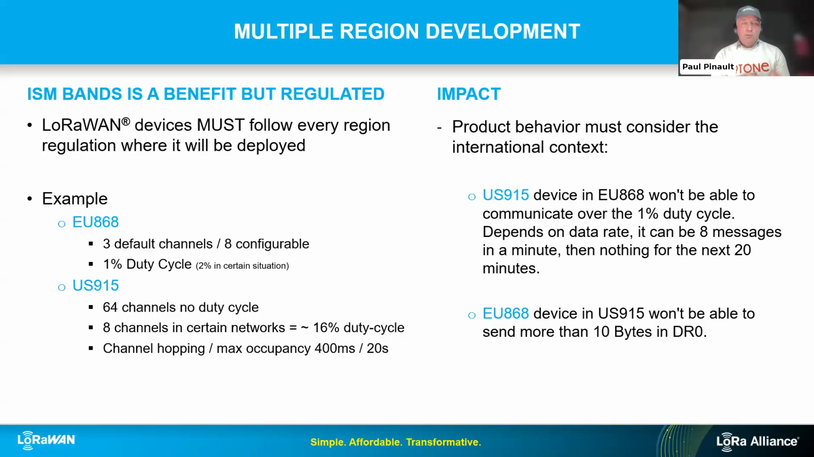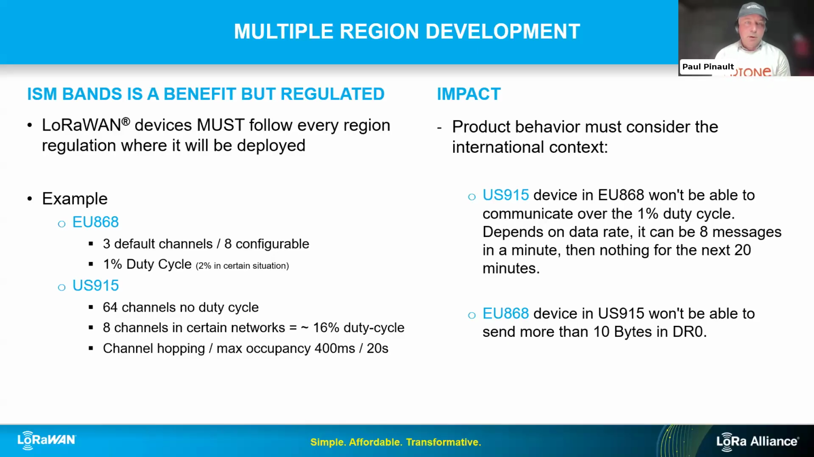At the opposite, if you have a European device and you want to deploy it in America, and in this case, you choose to have a DR0 and your payload is like 15 bytes, it will work in Europe, no problem. But if you go to the US, as you have the 400 milliseconds, only 10 bytes can be sent in DR0. So basically, the frame will never be sent.